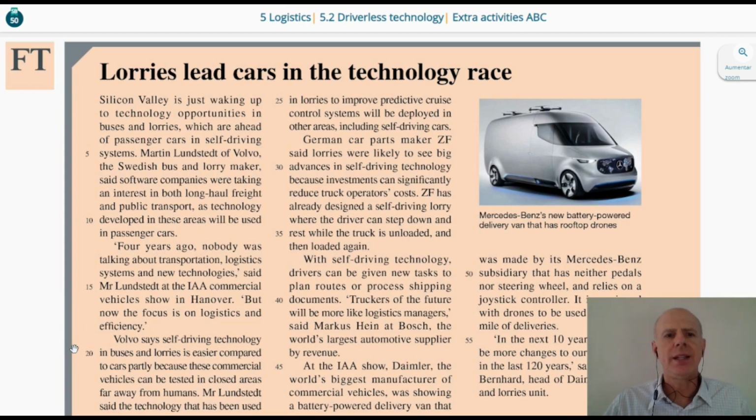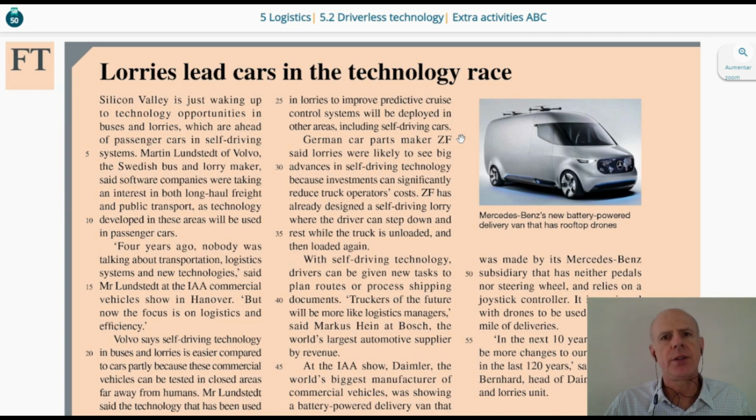Volvo says self-driving technology in buses and lorries is easier compared to cars, partly because these commercial vehicles can be tested in closed areas far away from humans. Mr. Lundstedt said the technology that has been used in lorries to improve predictive cruise control systems will be developed in other areas, including self-driving cars.